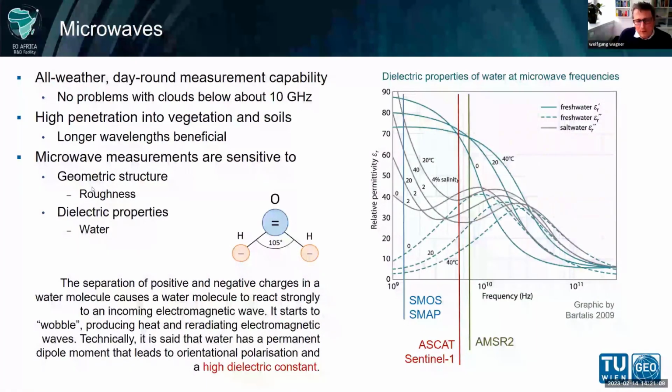Also very important for our applications is that microwave measurements are extremely sensitive to geometric structure, so the roughness of the objects that you're sensing, whether it's the surface or the vegetation.